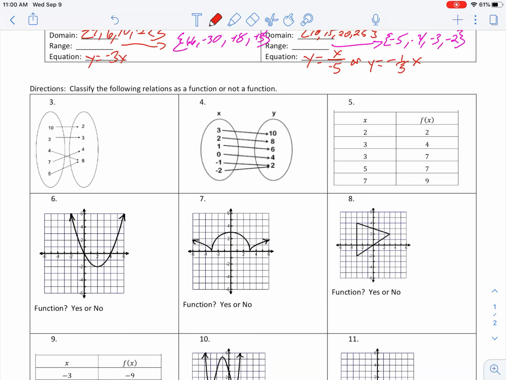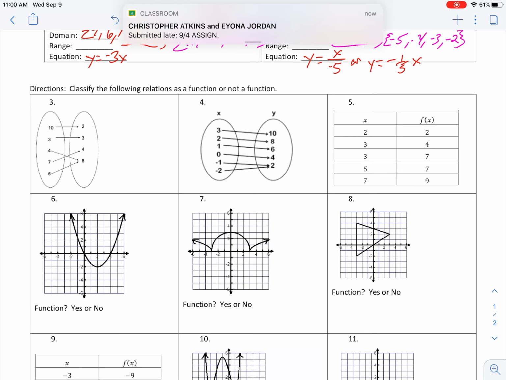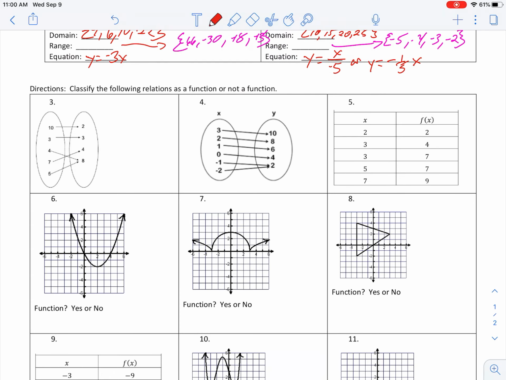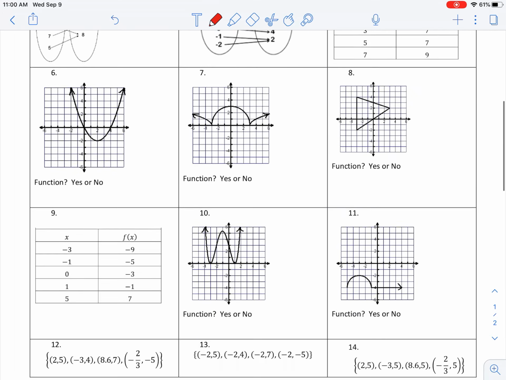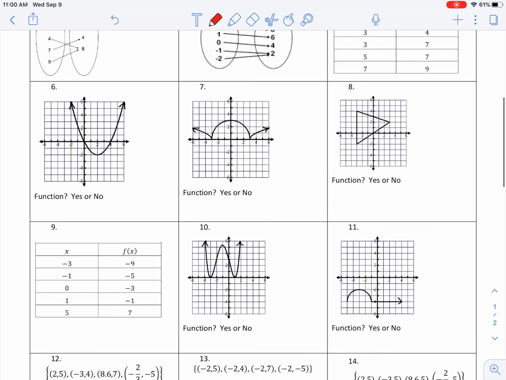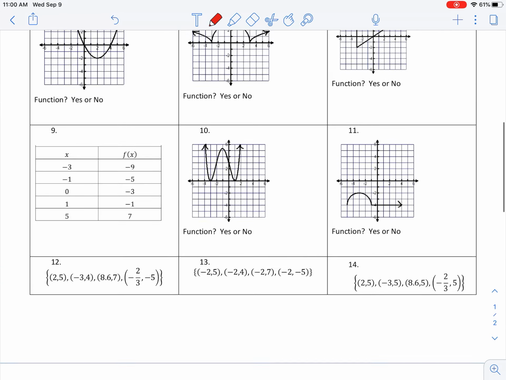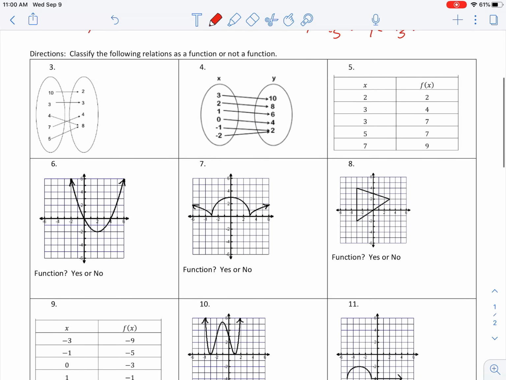Okay, so for questions three on, classify the following relations as a function or not a function. Based off what we talked about in our notes today, we want to look at the different relations that we have here as a mapping diagram, as a table, as a graph, as ordered pairs, and figure out if these are considered functions or not. So it's all about the domain, looking at the domain first on numbers 3, 4, and 5.